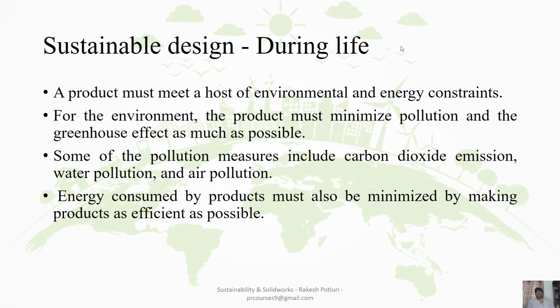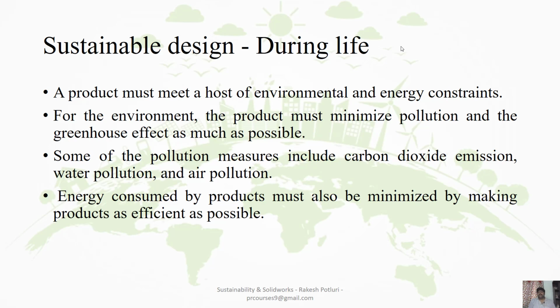Coming to the next term, the energy constraint, we should minimize the amount of energy that is being consumed by the product. For example, take an automobile. Say automobile X is consuming 1 gallon for 10 kilometers, while automobile Y, for 10 kilometers, is consuming just 0.5 gallons. So the energy consumption is reduced between the X and Y products. Energy consumed by the product must be minimized by making the product as efficient as possible. For example, in an automobile, if we increase the mileage, that is one form of sustainable design.